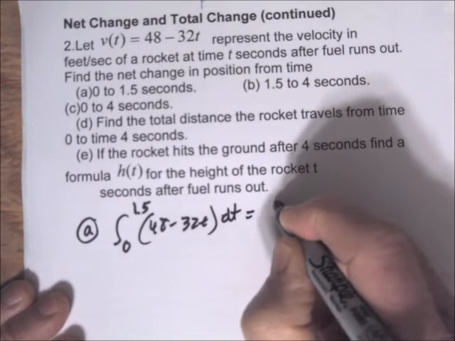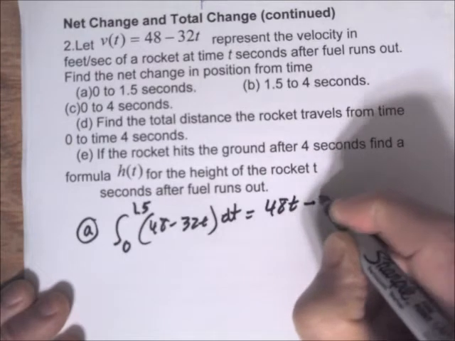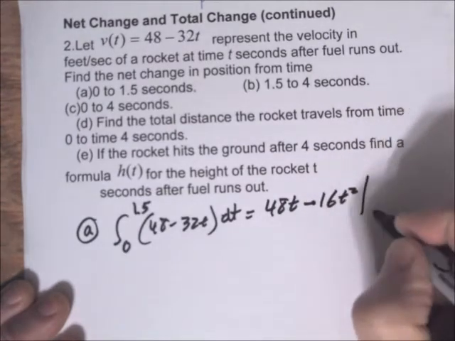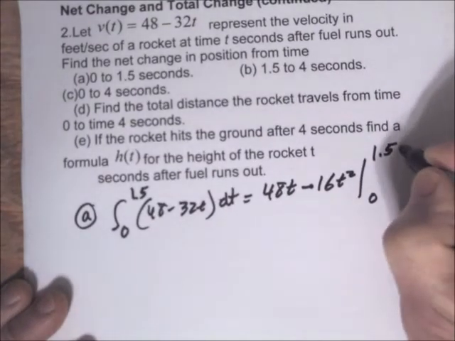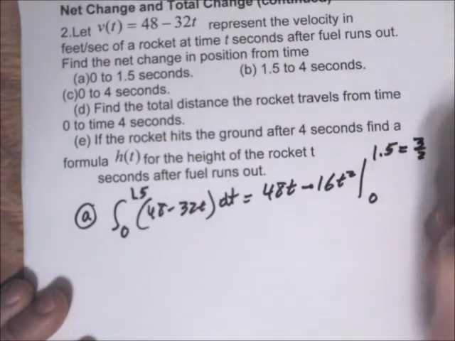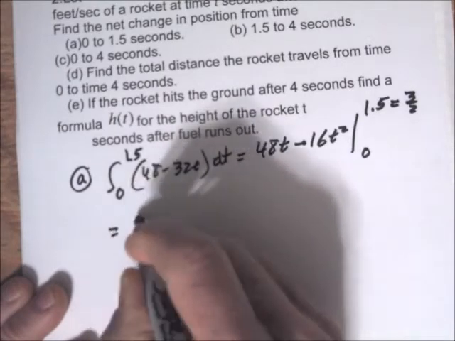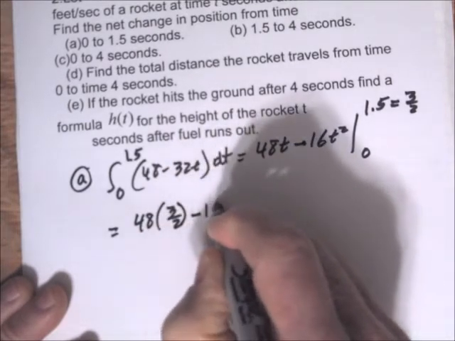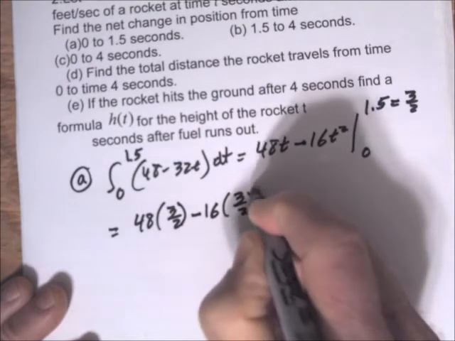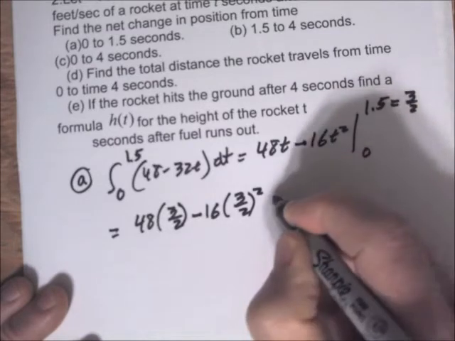So take the antiderivative, that's going to be 48t minus 16t squared from 0 to 1.5. I'll write 1.5 as 3 over 2. Sometimes it's easier to compute with a fraction than a decimal. So this is going to be 48 times 3 halves minus 16 times 3 halves squared. And at the lower limit, we just have 0. You plug in 0 for t, you get minus 0 there.